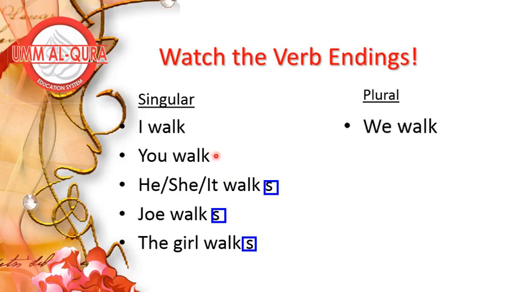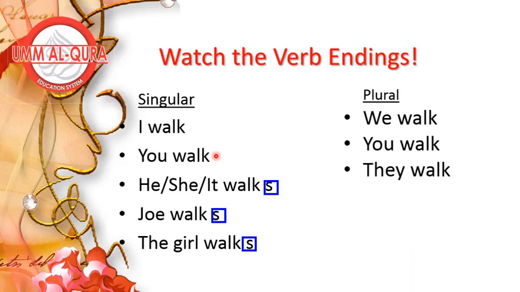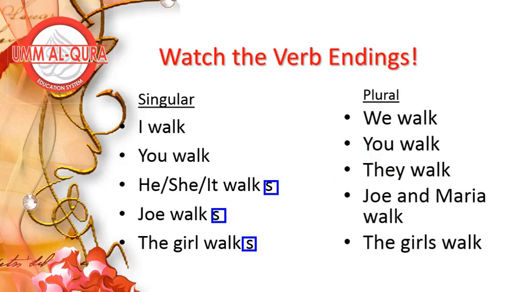Okay, here are more plurals. I and you sometimes are considered singular and sometimes plural. We walk, you walk. You can see you in both singulars and plurals. That's why I said that. They walk. Joe and Maria walk. Girls walk. You can see the difference in these singulars and plurals.